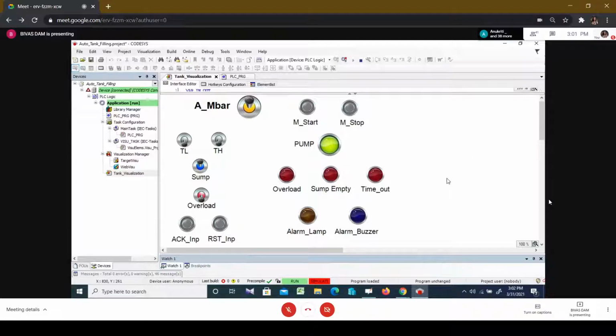Now let me wait for 8 seconds. So the timeout situation has occurred. Lamp is giving blinking indication. Buzzer is giving sound. Acknowledge. Now you press the reset switch to indicate to the system that whatever problem was there in the pipeline has been rectified.